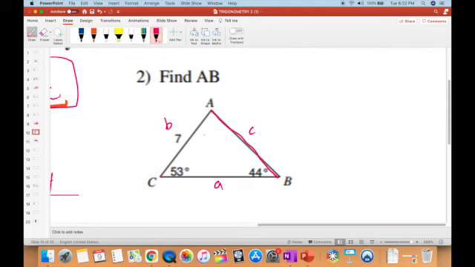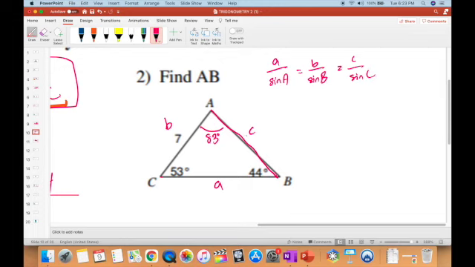Okay? And this angle here, what does this angle work out to be? This is 83, thank you. So this here is 83 degrees. So let's just quote the sine rule and see if we could use it. A over sine A is equal to B over sine B, which is equal to C over sine C.